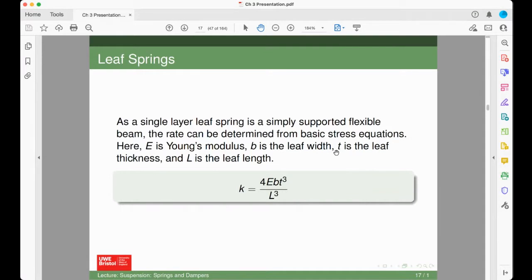And again, like the coil spring, you can just use an equation to work out the stiffness. It's a simply supported flexible beam, so this is basic statics. You've probably seen this equation in stress and dynamics in the first year, but E is Young's modulus, B is the leaf width, T is the leaf thickness, and then you've got the length of the leaf there, and so you've got your B T cubed term over the length, and that will give you the stiffness of the leaf.